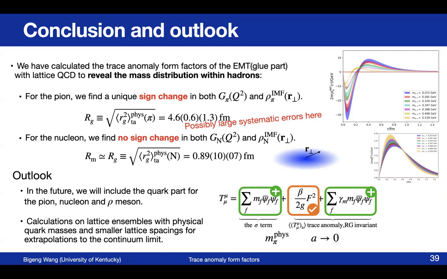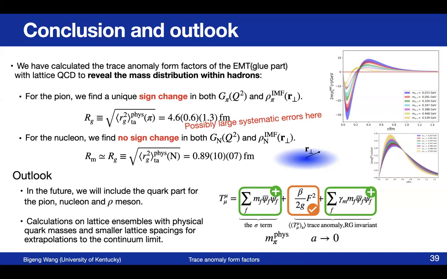the renormalization later. But we have demonstrated that we can actually calculate the spatial distribution of the mass within hadrons from the trace anomaly form factors. And we calculate the pion spatial distribution, we find a sign change, which strongly supports the proposed hadron confinement mechanism. And also we calculate the nucleon. We find no sign change for the nucleon, and the mass radius is consistent with several other calculations.